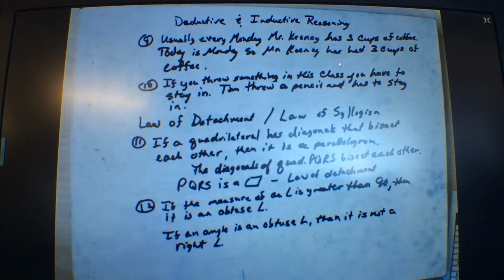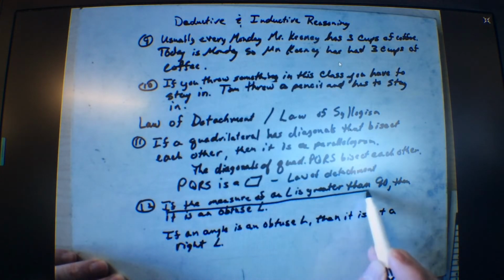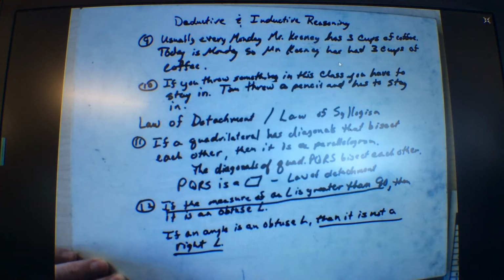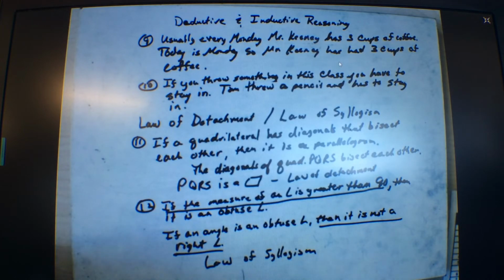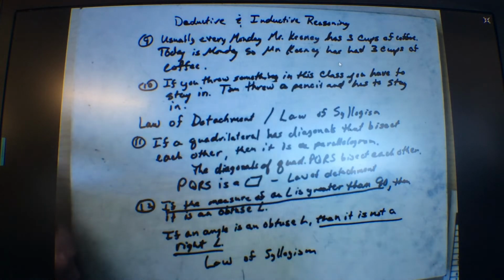Can anybody make a conclusion then, and tell me which law this is? If the measure of an angle is greater than 90, then it is not a right angle. You'll have to write all that out. And what law is that? Law of syllogism. How are we doing so far? Good? Okay.